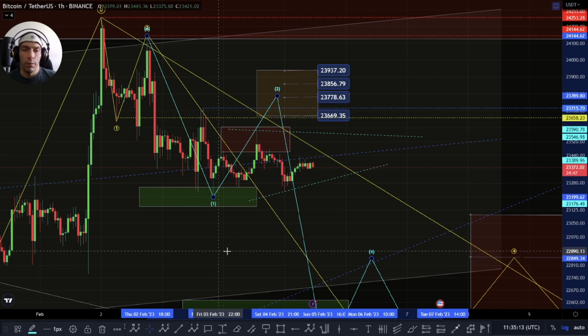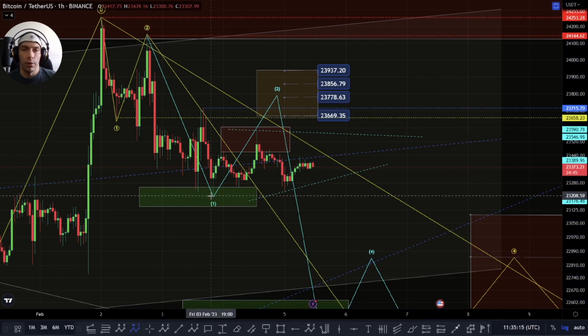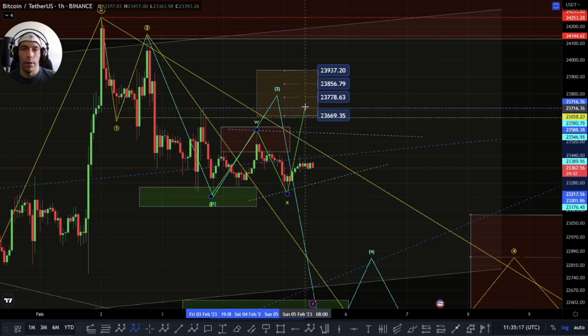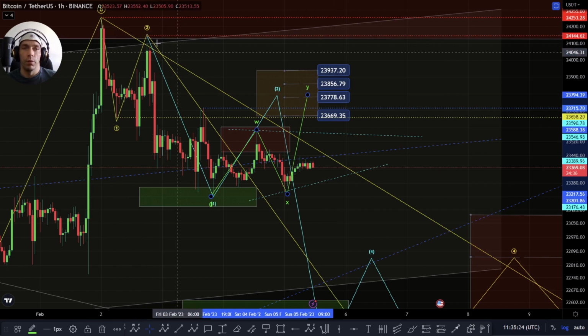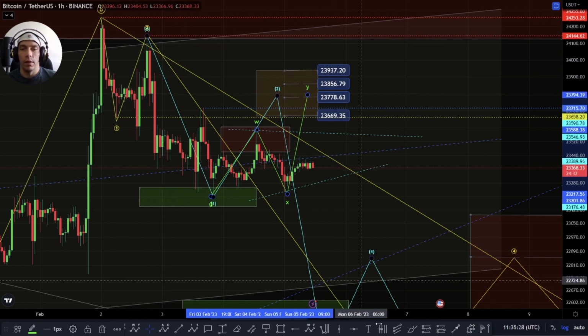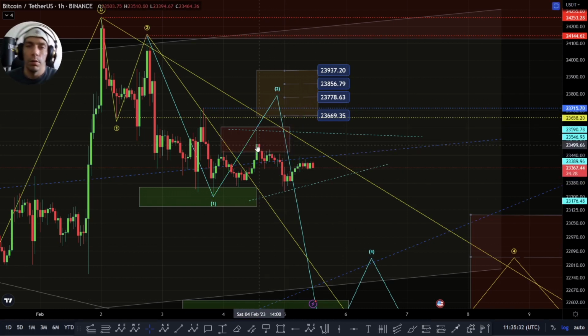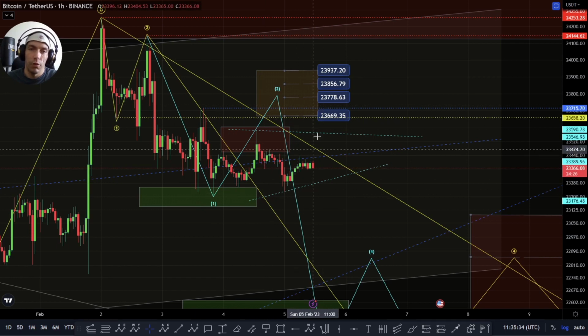This could just become a bit more complex shape, where this becomes an A wave, a B wave, and a C wave, or a W, an X, and a Y, and then we move up higher here, face rejection, not being able to take out this high point, maybe retesting some of these zones, and then actually looking to break down further. So that's what I'm looking at currently. I want to see how we react from here. I want to see if we start to get some traction up here.